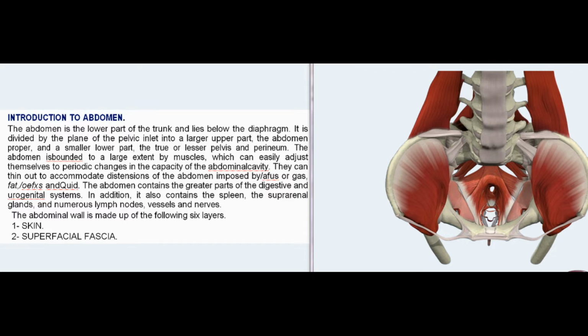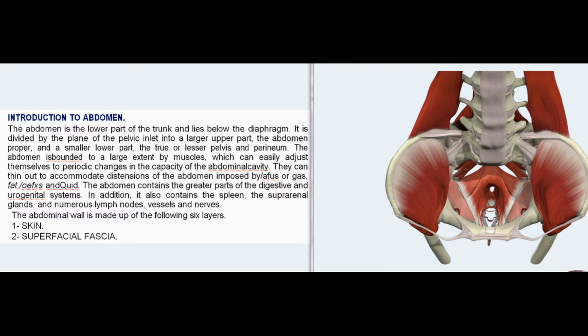The abdomen is bounded to a large extent by muscles, which can easily adjust themselves to periodic changes in the capacity of the abdominal cavity. They can thin out to accommodate distensions of the abdomen imposed by gas, fat, foods and fluid. The abdomen contains the greater parts of the digestive and urogenital systems. In addition, it also contains the spleen, the suprarenal glands, and numerous lymph nodes, vessels, and nerves.